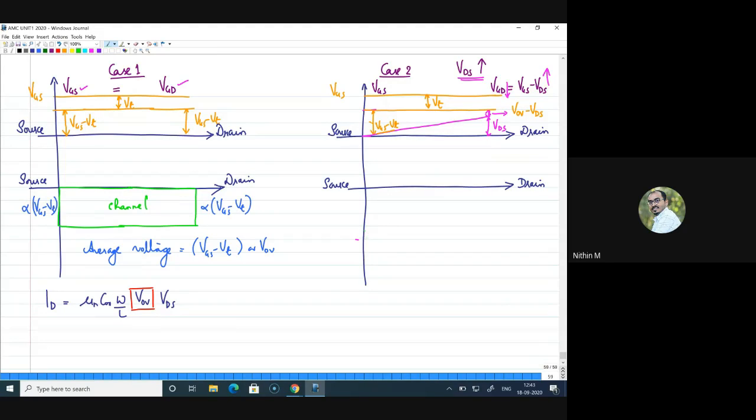So at the source end, you have the complete channel present, but as we move towards the drain end, the channel gets a tapered shape, and it is something like this at the drain end. Still I can write that here the voltage is proportional to VGS minus VT, but here the voltage is proportional to VGS minus VT minus VDS. Now let me look at the average voltage available. What is the average voltage?